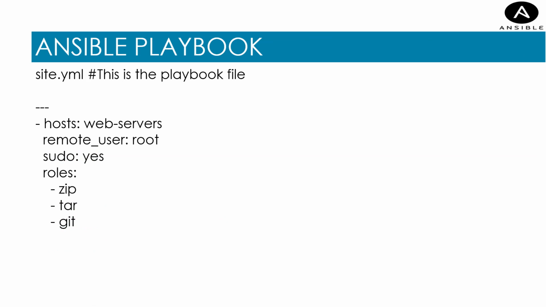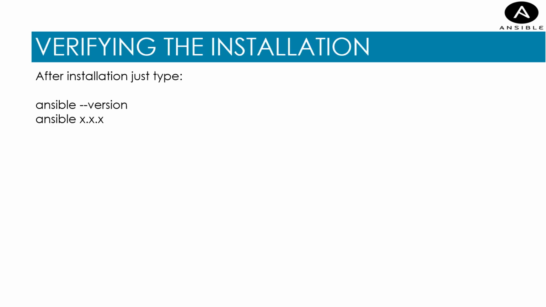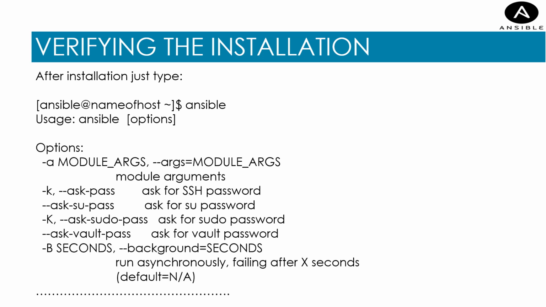Similarly, we are going to use that in an Ansible playbook with roles. If you see this example, the host is the web server, and in that we are just installing zip, tar and git as a role. We will also see more installations, the way of installing Ansible on Windows, on Mac, or on any other operating system. Mac I will not cover, but similar commands will work.